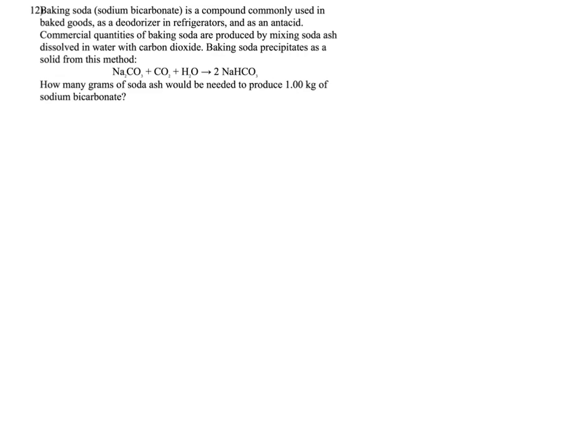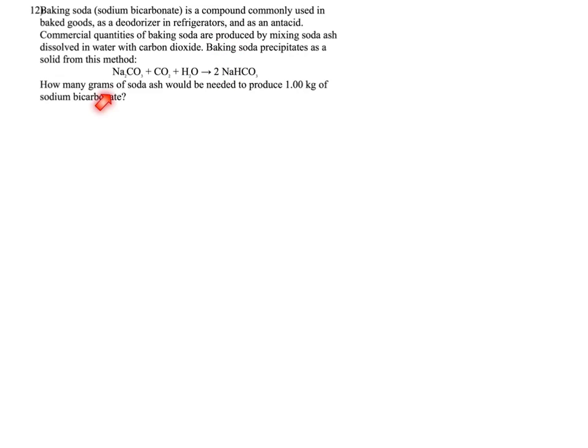So it says that it's made by mixing soda ash, dissolved in water, and carbon dioxide together. So these are all of our reactants. And you should know that this is carbon dioxide and this is water, which tells you that this is the formula for soda ash. And then it says baking soda precipitates as a solid from this method, which means that it's made, okay? So here's our product. It also says that baking soda is produced. So here's baking soda's formula.